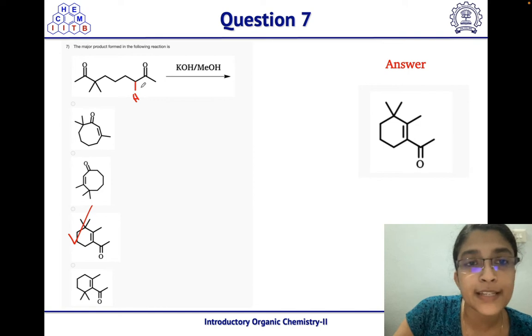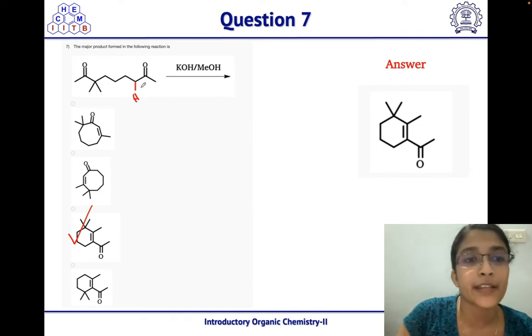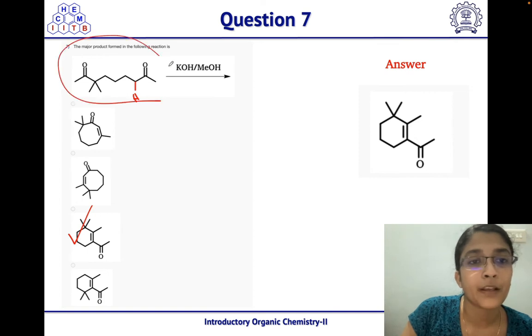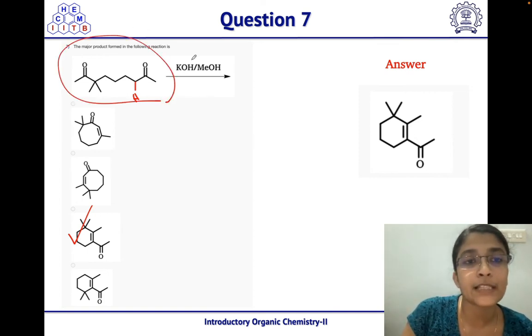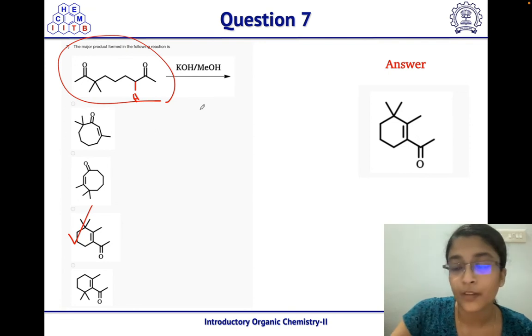Here an aldol condensation reaction is taking place, an intramolecular aldol condensation reaction, because it is taking place within the same system. Can we move on to question number 8? Is question 7 clear for everyone? Any doubts?